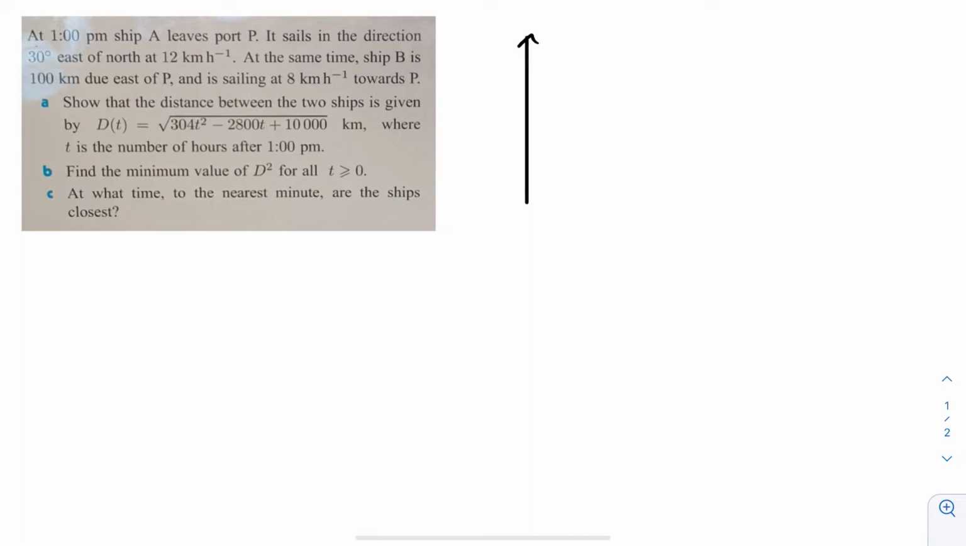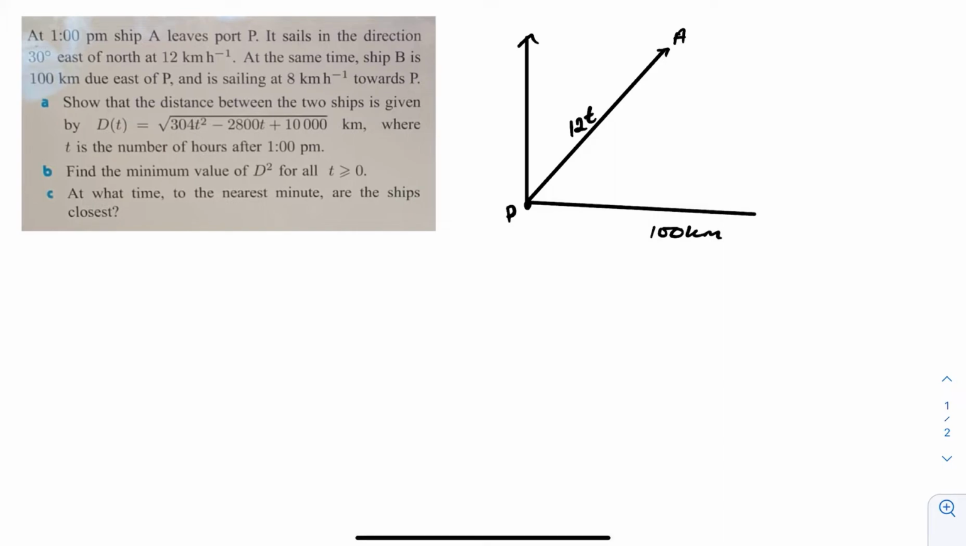So if this is due north, and this is P, it's sailing at 30 degrees east of north. So this right here we can say is ship A, which is moving at 12t. The distance is 12t, because after every hour, it will be 12 kilometers further. And this over here, which we were told is 100 kilometers, is ship B. And it's moving at 8 km per hour towards P.